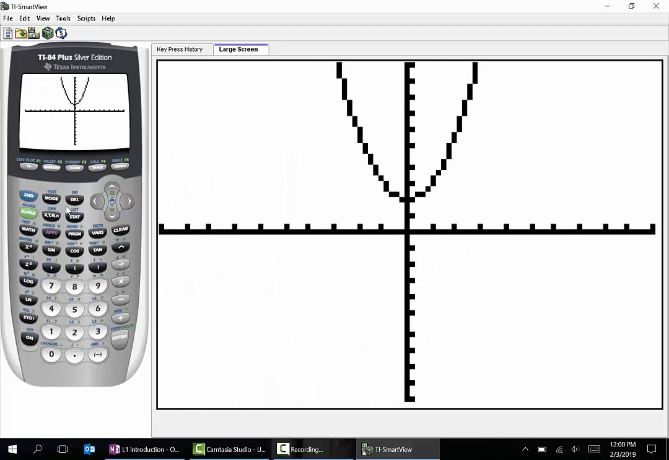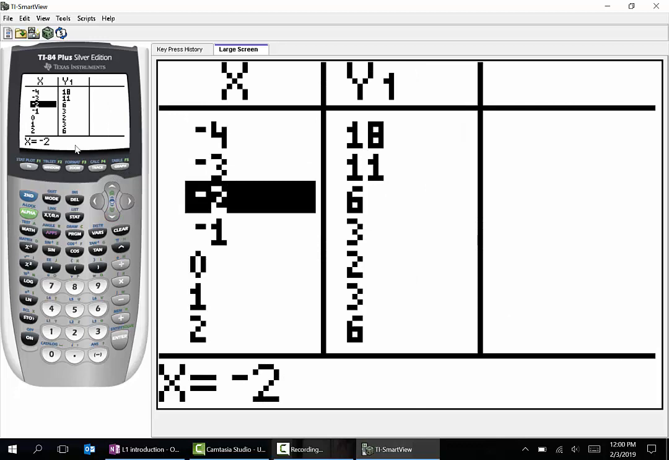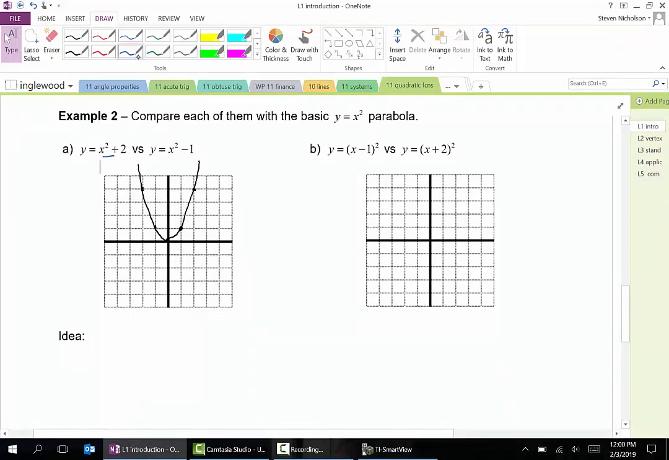If we zoom 6 and draw and have a look at it, there it is right there. I hope you look at that and go, oh, my parabola went up by 2. And if we wanted our table of values, there it is right here. -2 is 6, -1 is 3, etc. So I'm going to go ahead and plot those. We have -2 comma 6, -1 comma 3, 0 comma 2, 1 comma 3, and 2 comma 6. What I would hope you would see is those parabolas are the same, just the blue one is literally slid up 2.